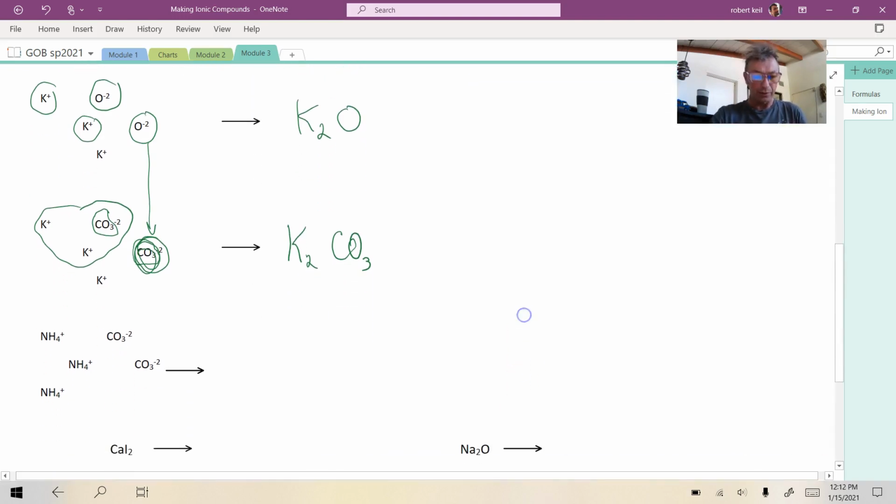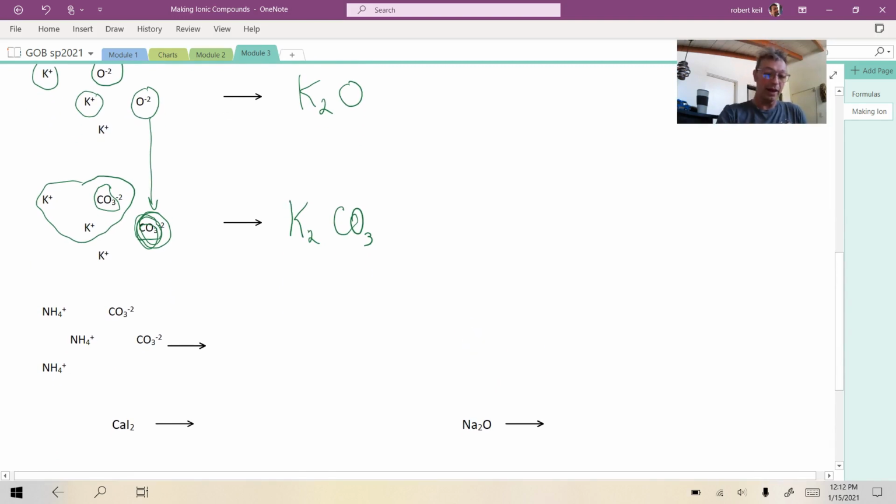And this can get even more complicated if I replace the K with a sort of complex one, ammonium, this little NH4 group. So it's the exact same thing, but now I have to use parentheses. And I say, hey, there's 2 of those NH4 groups.